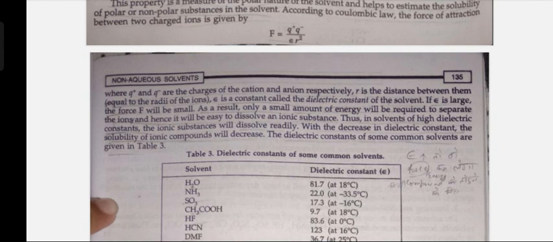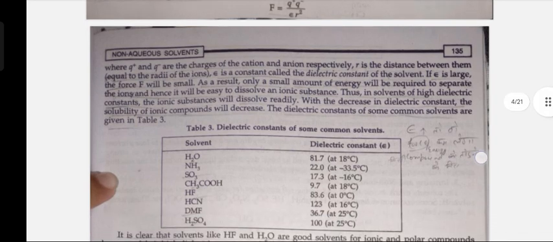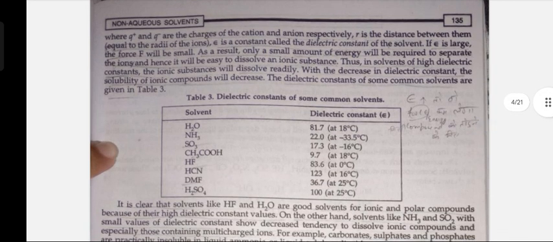If epsilon is large, the force will be small. As a result, only a small amount of energy will be required to separate the ions, and hence it will be easy to dissolve an ionic substance. Thus, in solvents of high dielectric constant, the ionic substance will dissolve readily. With the decrease in dielectric constant, the solubility of ionic compounds will decrease. The dielectric constants of common solvents are given in the table.